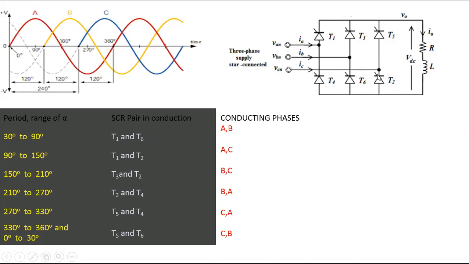C means it is the SCR T2. It is given the firing pulse T2 to the C. So in this way we have already kept here T3 and T2, B and C. Current starts from B to T3, T3 to the load, and from the load to T2 and back to C.